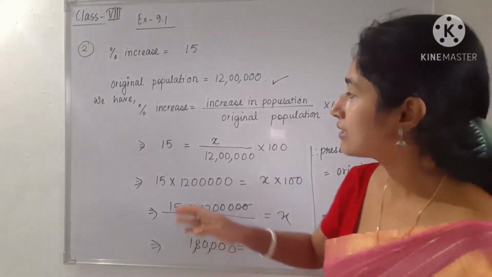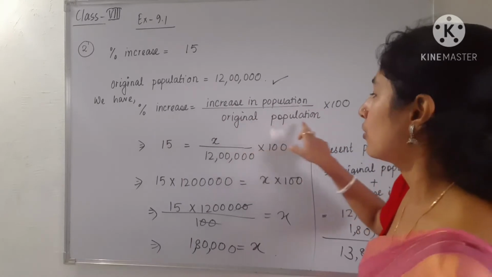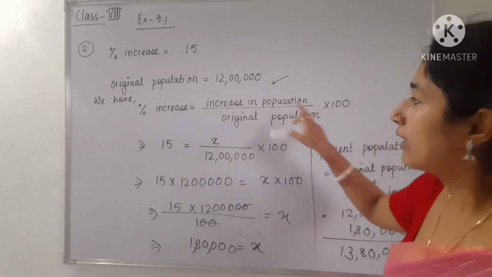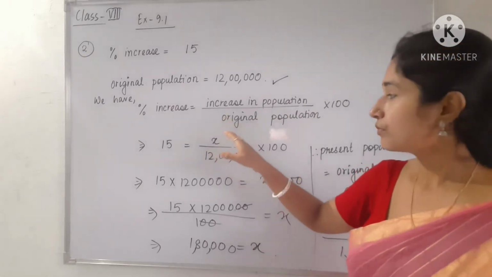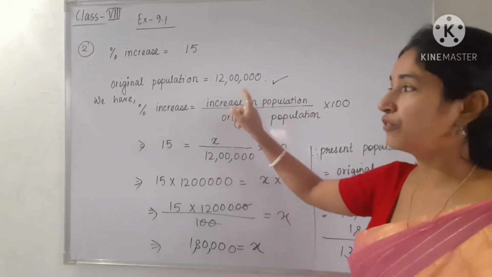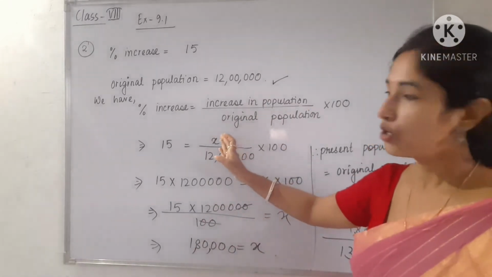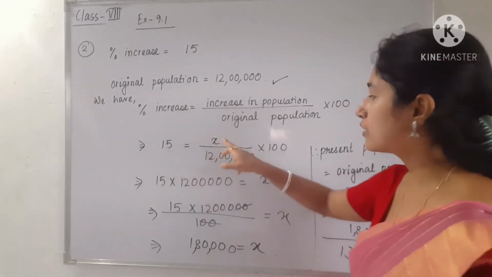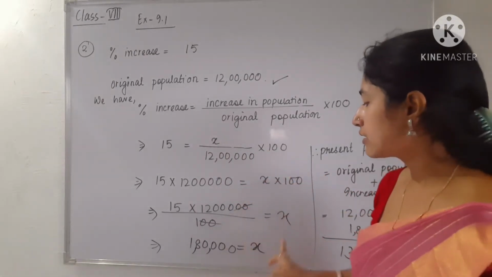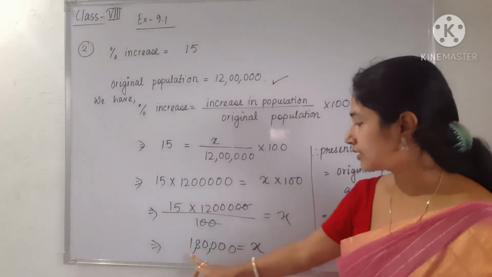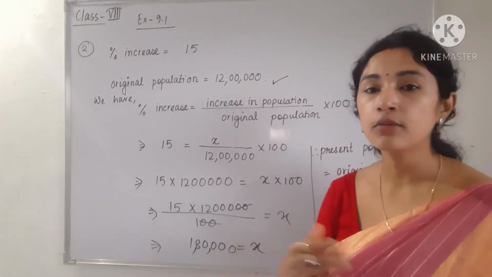Okay, so here you can see, using that formula, percentage increase will be increase in population by original population into 100, and the increase in population we have to take as a variable x. So at first you have to write, let the increase in population be x. So percentage increase will be 15, this will be x by 12 lakh into 100. After solving this equation, we find that x is equal to 1,80,000. So this is the increase in population.